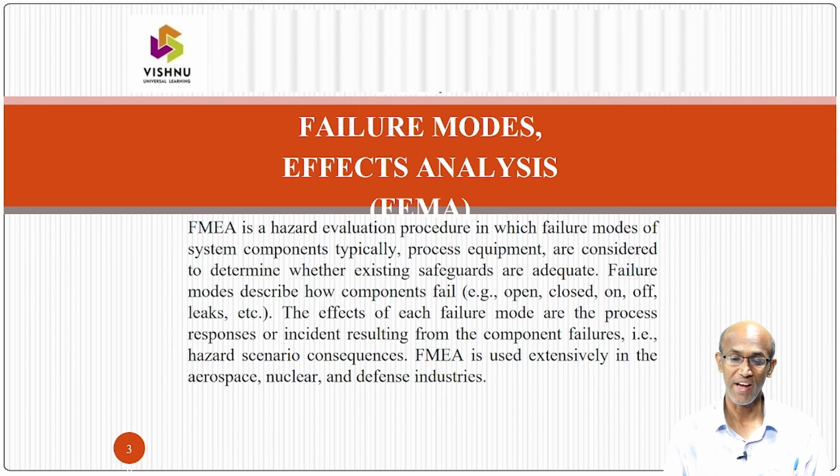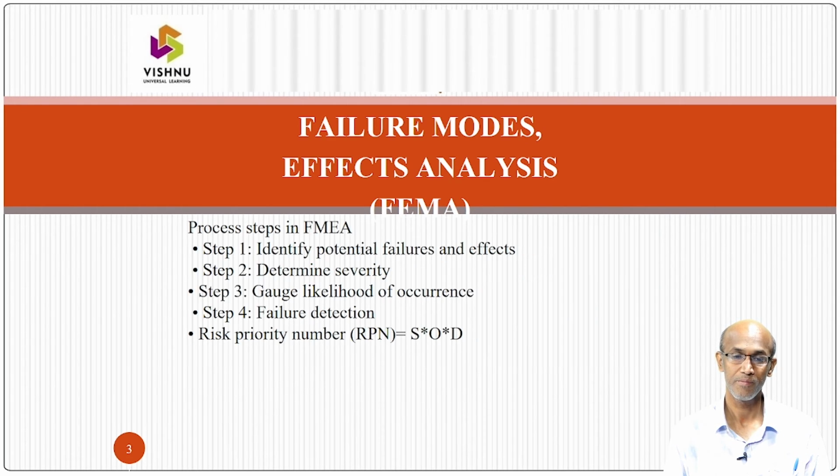FMEA is used extensively in the aerospace, nuclear, and defense industries. The steps are: identify potential failures and effects, determine the severity, gauge likelihood of occurrence, failure detection. And risk priority number is given by S into O into D.